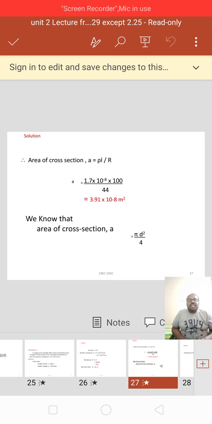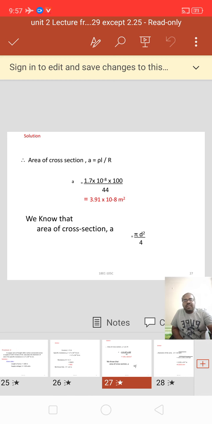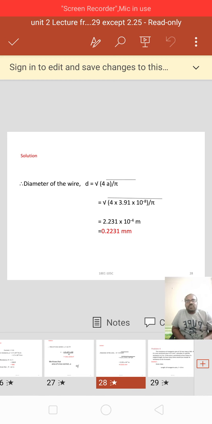We know that area of cross section A equals pi into d square by 4. Diameter of the wire D equals root of 4A by pi. By substituting all the values, we get D equals 0.2231 millimeters.